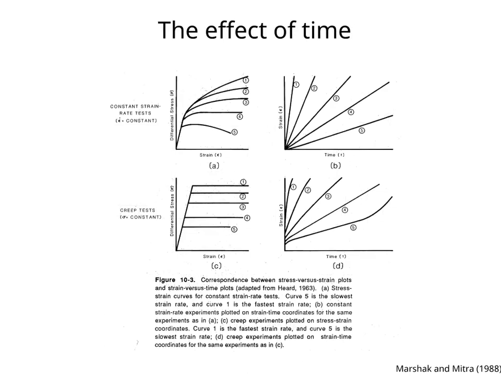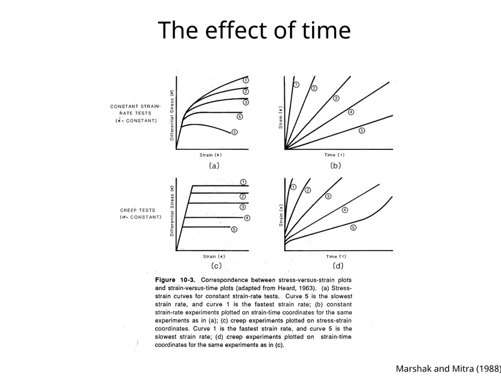For rock deformation, time is very important. The results of a constant strain rate experiment can be plotted not only on a stress-strain plot such as figure A, but they can also be plotted on a strain-time plot such as figure B, which shows how strain changes as function of time. The plot for a constant strain rate experiment must be a straight line.